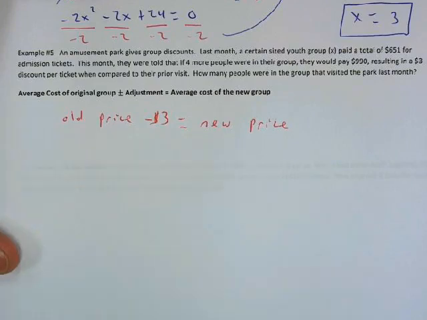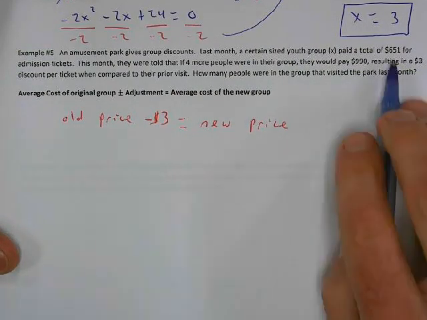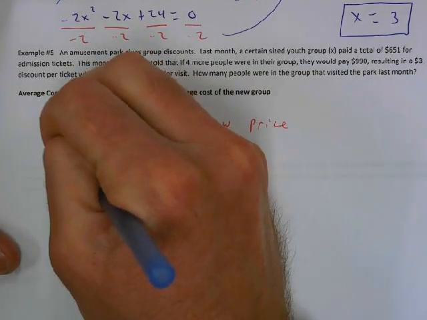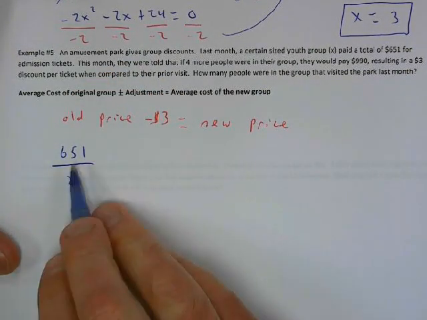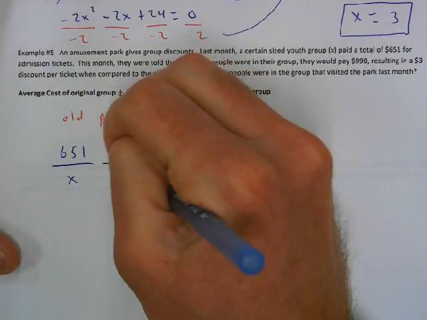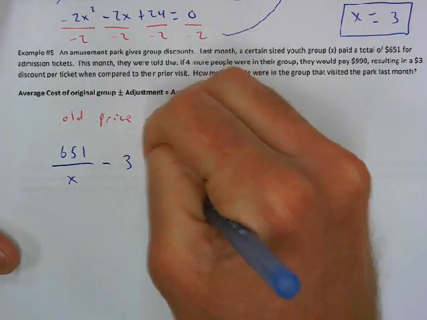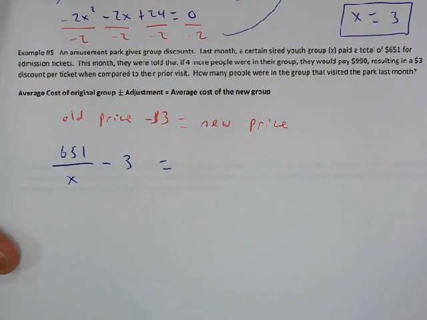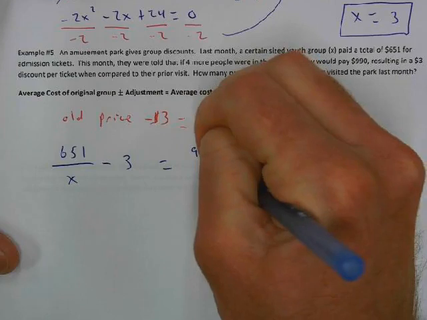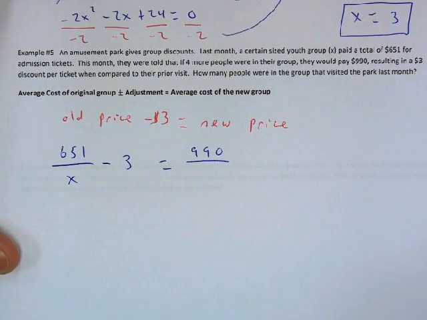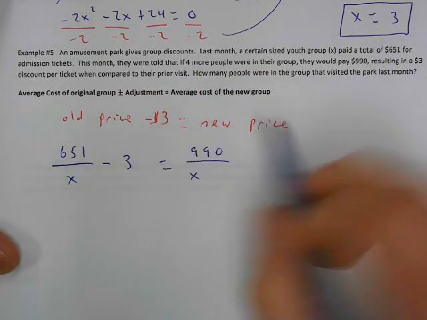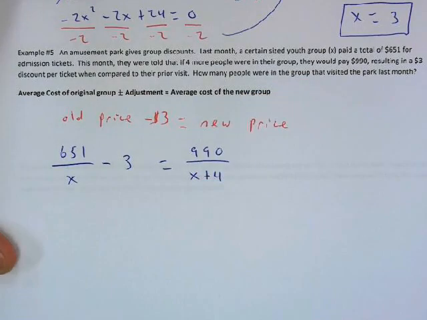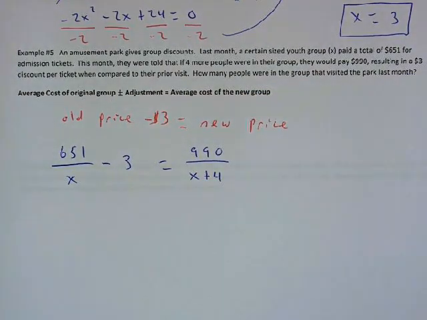All right, so then what was the old price? Well, we paid a total of $651, but did we each pay $651? No, that was divided by how many people? Well, that's what we're trying to find out, so that's what our x is. And then this price for everybody went down by $3, and that's going to equal our new price. What's our new price? We paid a total of $990 this time. And how many people was that split between? Well, the original group plus how many more people joined? 4 more people, so x plus 4. Okay, now we've got our equation, and now we can solve this thing.